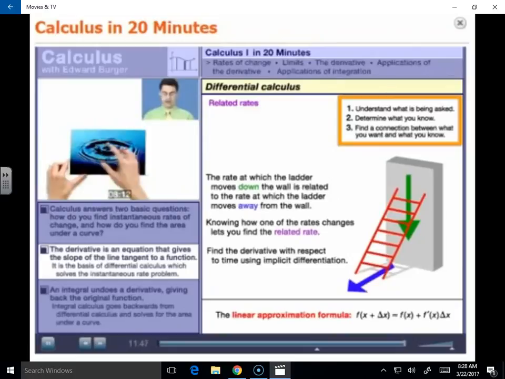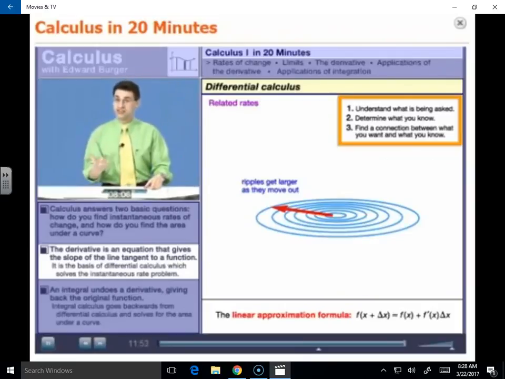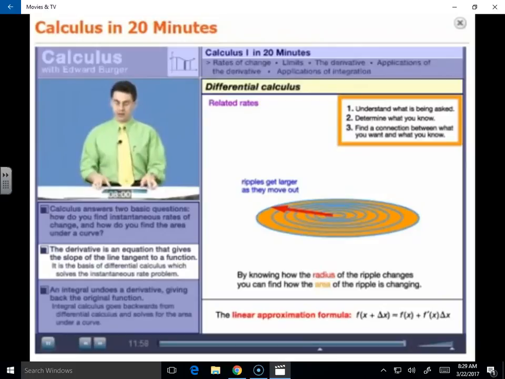Suppose, for example, you drop a stone into a very, very still pool. You have a ripple effect. Those make concentric circles that are getting larger. If you know how fast the radius is changing, you can find how fast the area is changing because you have a connection between area and radius: area equals pi r squared. So there you go, related rates. If you know how one rate is changing, you can find out how a related rate is changing.